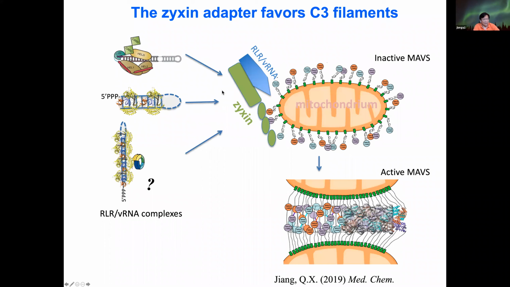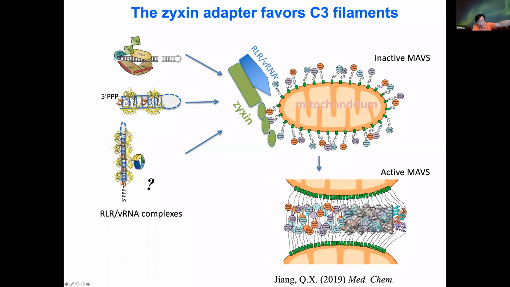So recently, there is an adapter protein which was identified called zysin. It was found that zysin is actually very critical for the signaling pathway in virus-infected cells. So the general idea is that the RIG-I viral RNA complex in the active state can bind to the N-terminal domain of zysin, which can then actually activate the three limb domain in the C-terminal side.